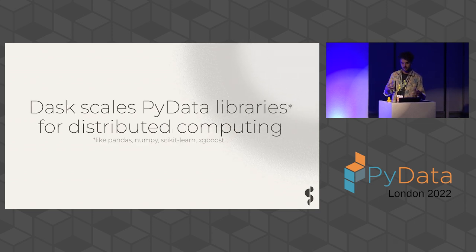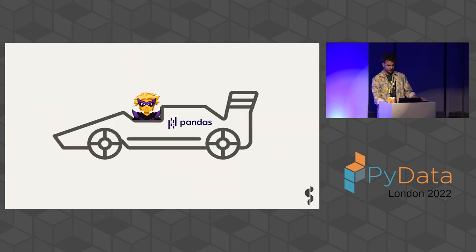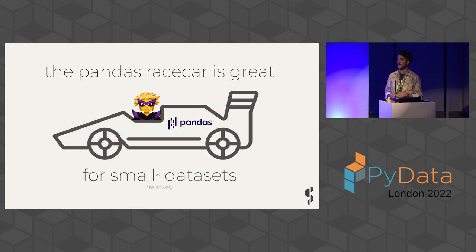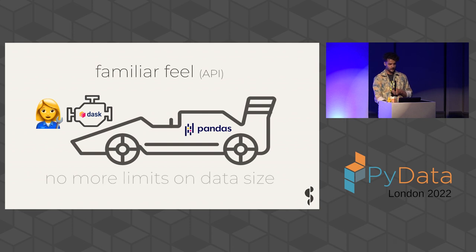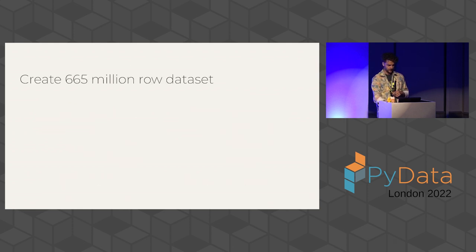You can think about Dask as a parallel computing engine that plugs into PyData libraries like pandas, NumPy, scikit-learn, and XGBoost. So if this is the pandas race car, which we all know, we like to drive it, we know how the steering wheel works, where the gear stick is. It's a great car, but it has limits on the amount of data that you can process with it. Dask is a parallel engine that can plug into the pandas race car, the pandas data frame. So it's going to look and feel like the same car, but with a different engine, which means a similar API, same look and feel, but all of a sudden you don't have these limits on data size anymore.